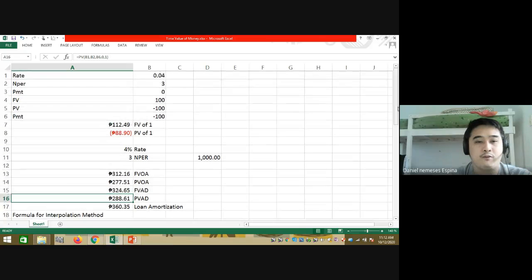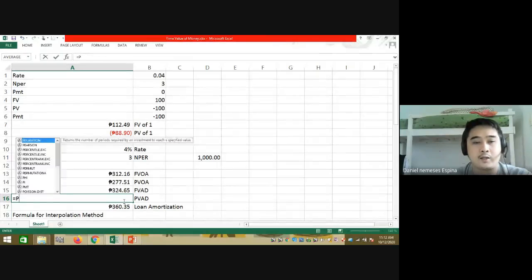We have 324.65 for the future value of the annuity due. For the present value of the annuity due, it's similar again. The only thing we change is the type.